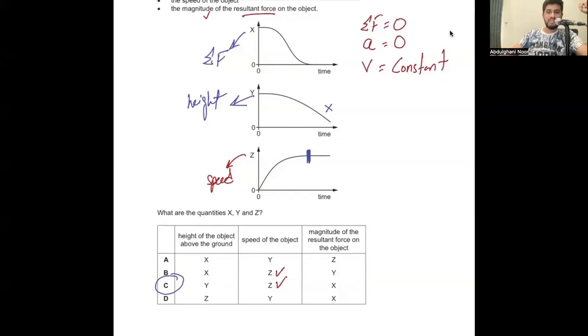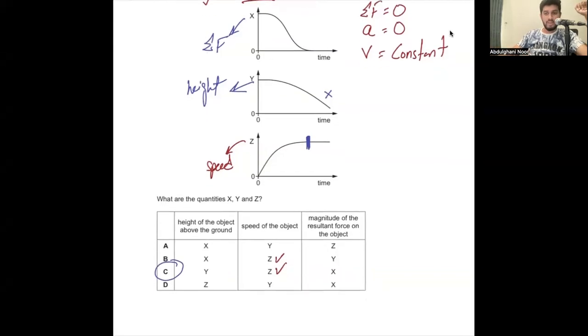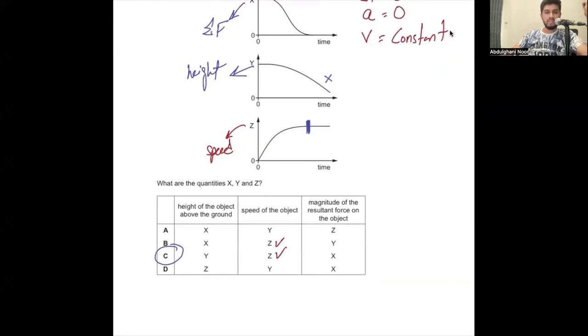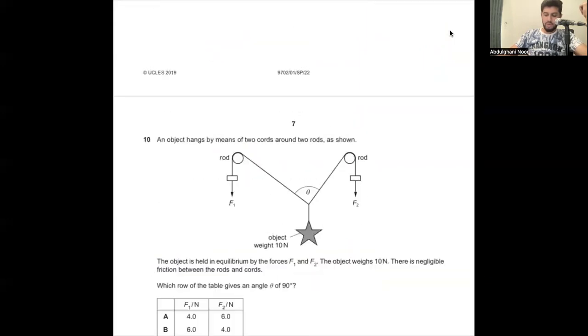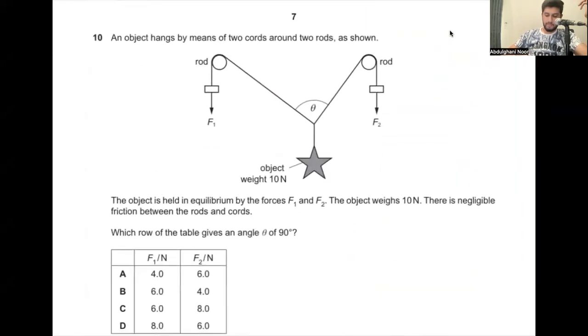It always seems easy when a teacher is explaining. I know. And the only way to overcome this is you practice as many papers as you can. That's the only way to crack this.